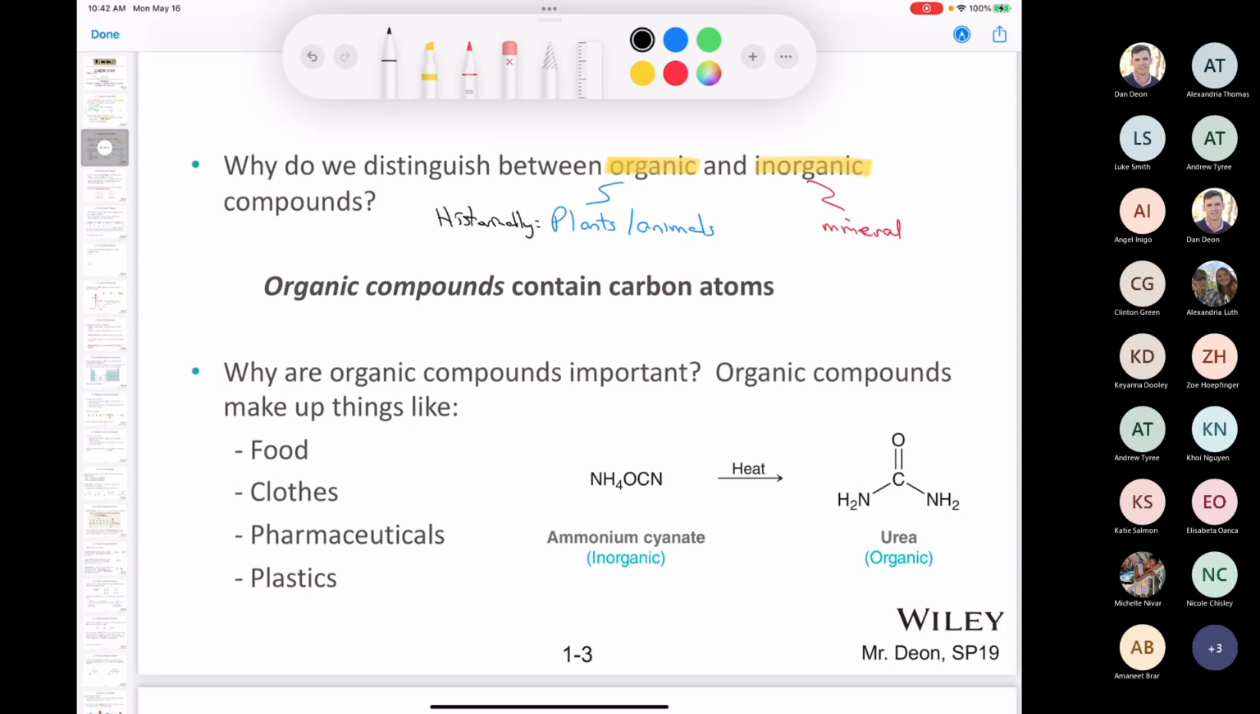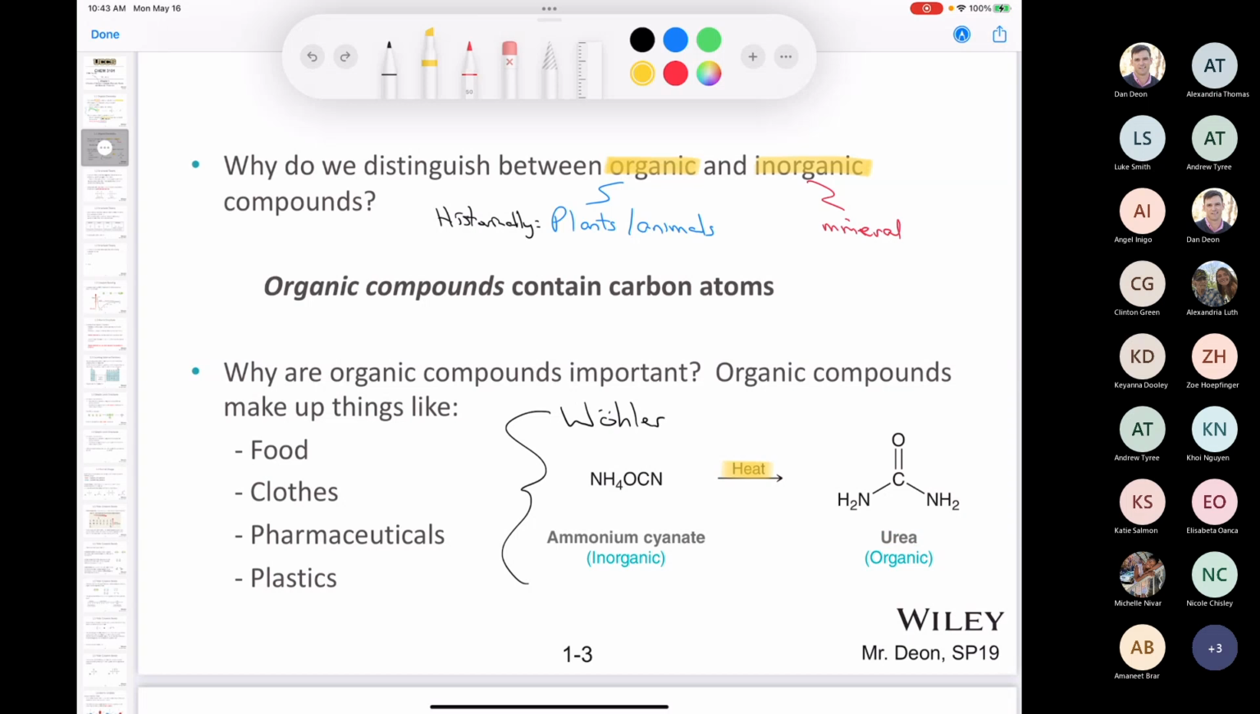But what happened was a scientist by the name of Friedrich Wöhler did a famous experiment where he took ammonium cyanate, which is an inorganic compound, and he just heated it up, and he ended up making urea, which is one of the organic compounds found in urine. And so this dealt a huge blow to the scientific community because people believed in something called vitalism.